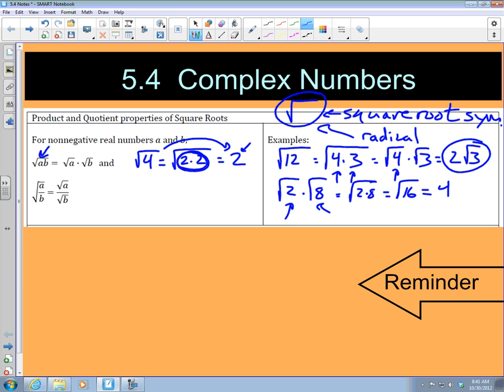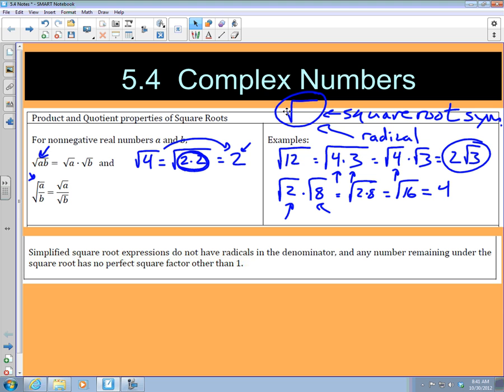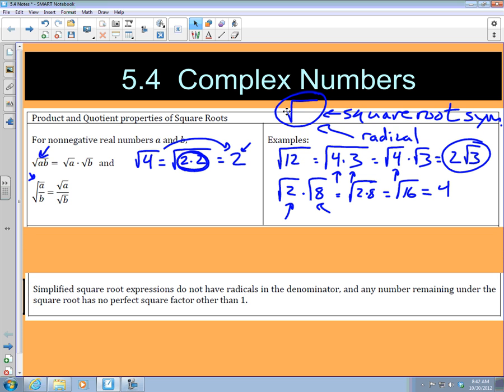As far as fractions go, a couple things about radicals or square root symbols. Simplified square root expressions do not have radicals in the denominator. We'll talk about that in a minute. And any number remaining under the square root has no perfect square factors other than 1. No radicals in the denominator. So in other words, I couldn't have an answer of like 1 over the square root of 2. You can't have a square root symbol or radical in the denominator. So we're going to try and talk about that and fix that.